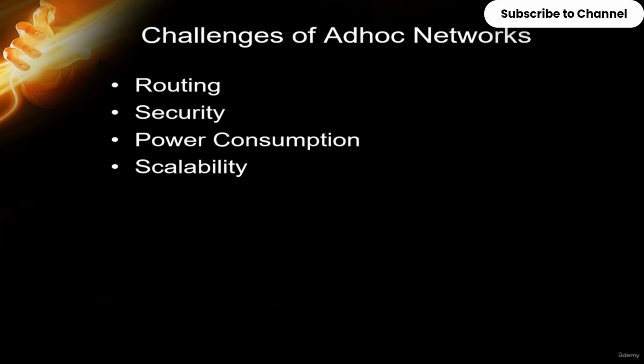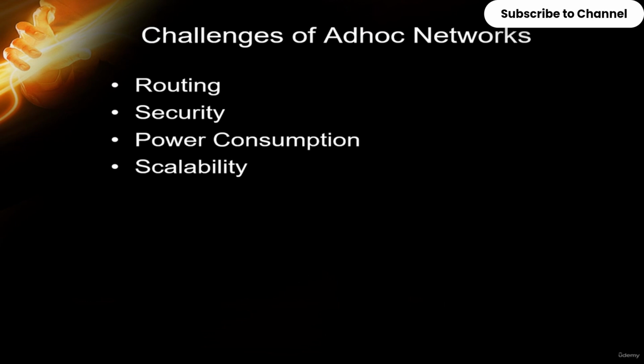The next thing is a security issue. Since the network is formed in an ad hoc manner, it suffers from various security attacks, like denial of service attack, black hole attack, wormhole attack, and flooding attacks. So a secure routing protocol should be designed accordingly to avoid these types of security problems in ad hoc networks.